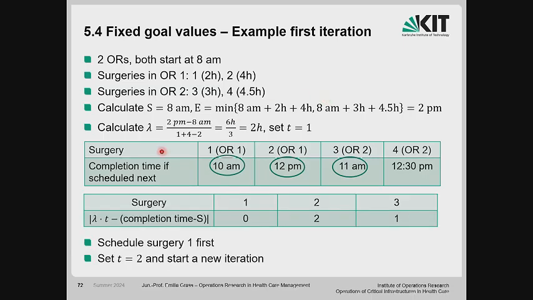So if you determine lambda times t minus the completion time minus s, you can see that if you assign the first surgery, then you have a difference of 0, so it's not possible to get closer. If you assign the second surgery, you would have a deviation of 2 hours, or if you choose the third surgery, you have a deviation of 1 hour from our lambda. So therefore schedule surgery 1 first. Then set t to 2 and start the entire process again. So this is basically it. It sounded fancy, but in the end it's pretty straightforward.